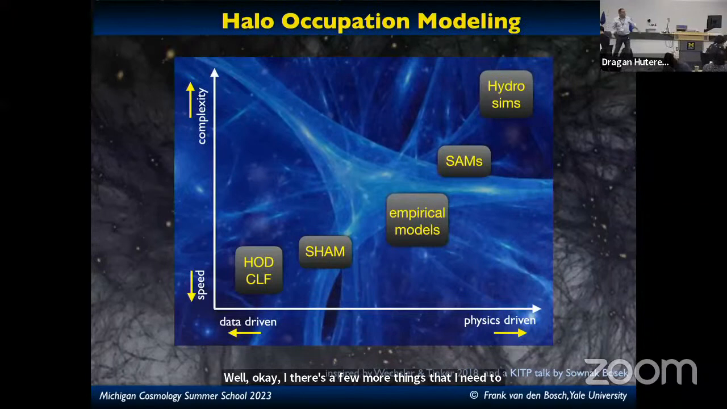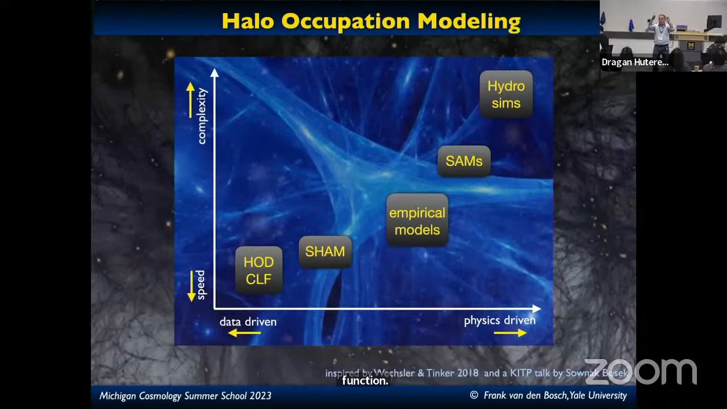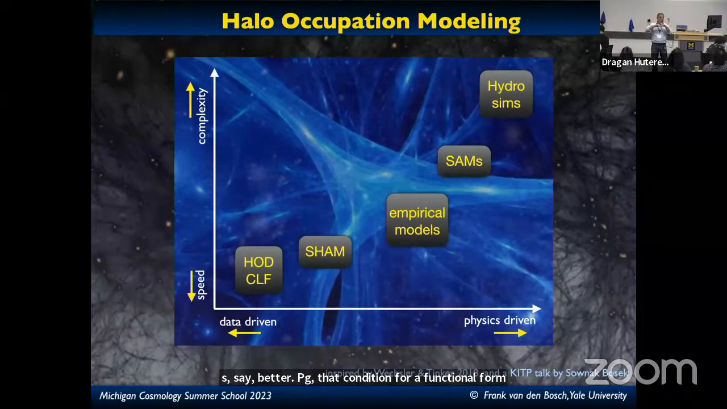And then finally, we come to HOD and CLF, which is halo occupation distribution and conditional luminosity function. And what you do there is say, remember that conditional probability function. Let's assume a functional form for that. Let's assume it's sufficiently general, has a number of free parameters, and I'm going to try and constrain these free parameters by just fitting directly to data. And that's what we're going to talk about today.